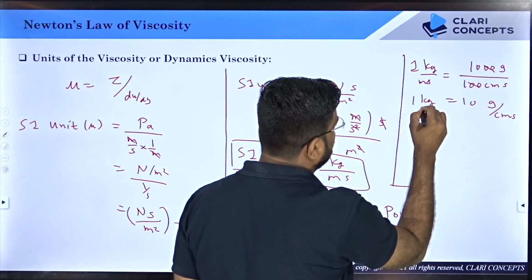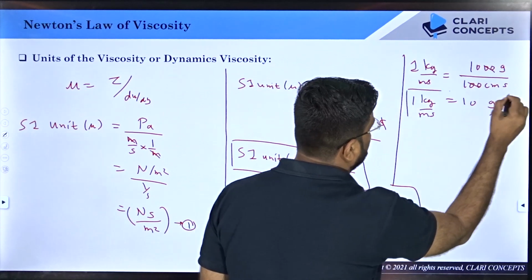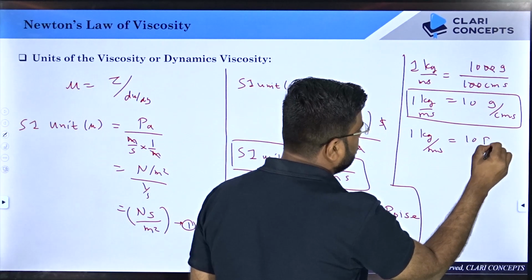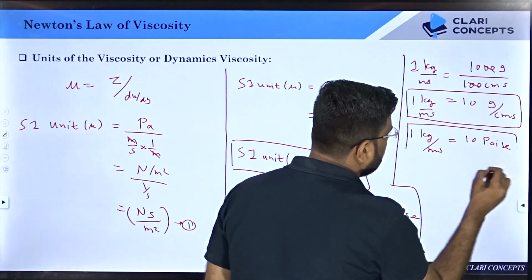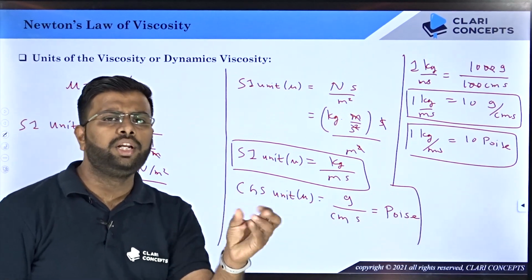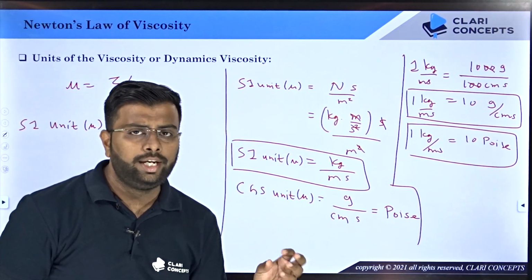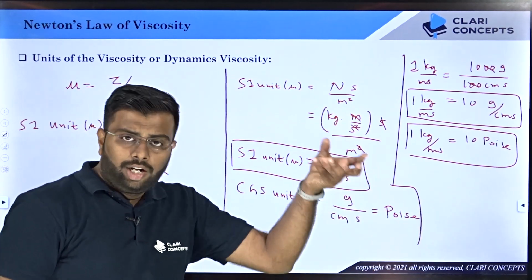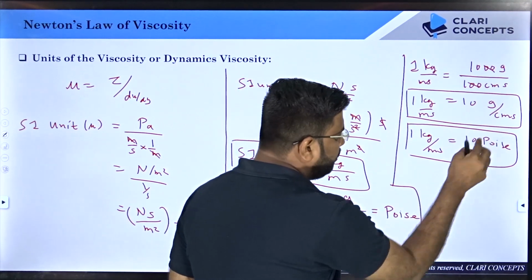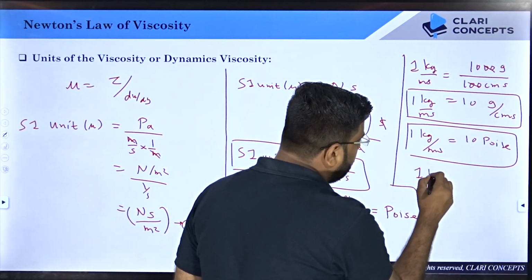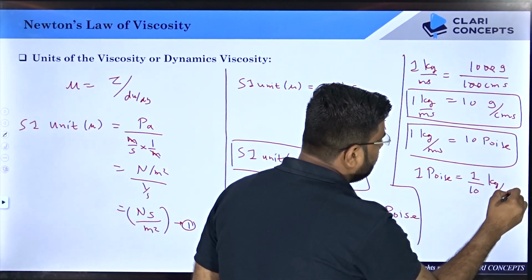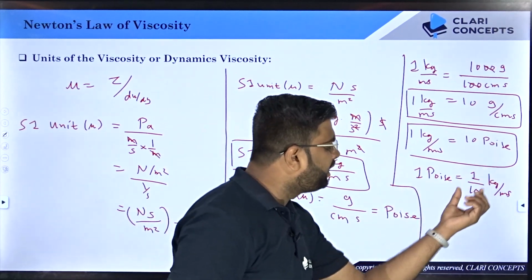1 kg per meter second is 10 gram per centimeter second. Also you can say 1 kg per meter second is 10 poise. So what does it mean? It means that whenever you have been given in a numerical that so and so fluid has viscosity of 15 poise, and if you want to convert that into SI unit, you need to divide it by 10. Why? Because 1 kg per meter second is 10 poise. So if you take it in reverse, 1 poise is equal to 1 by 10 kg per meter second. So 15 poise will be 15 by 10 kg per meter second.